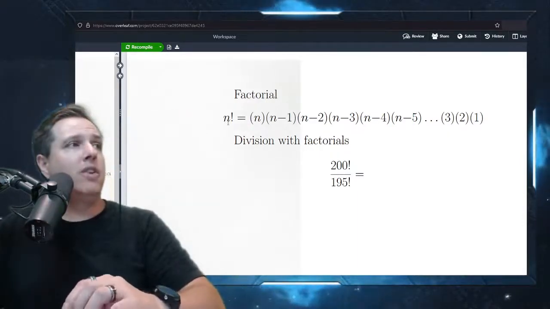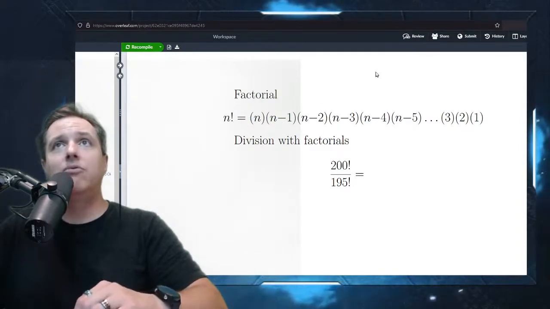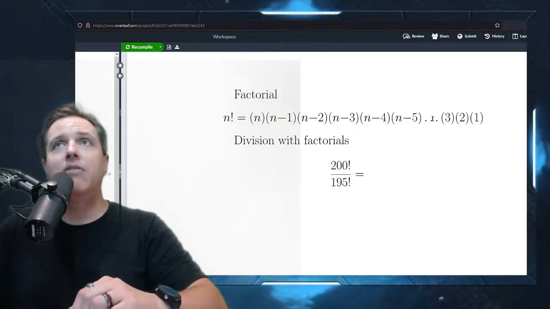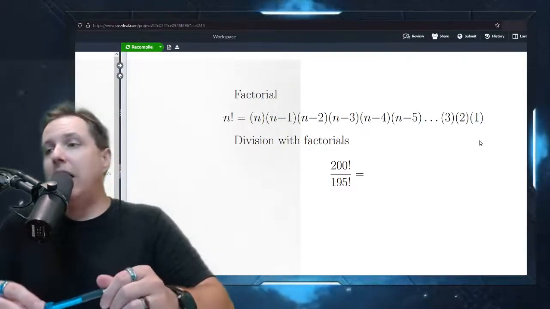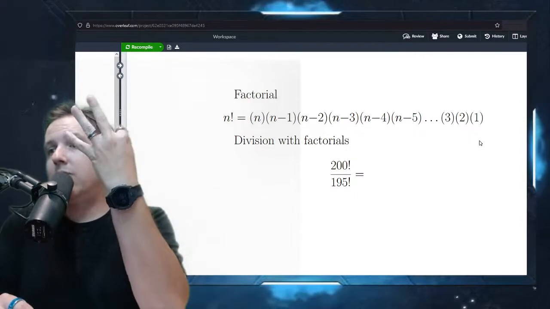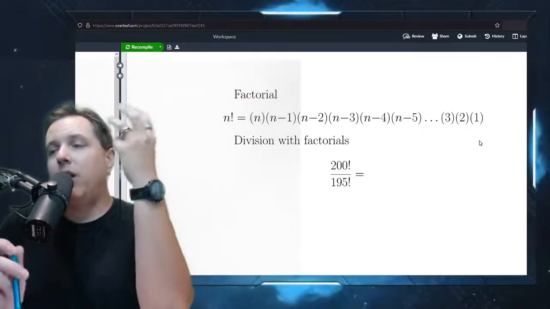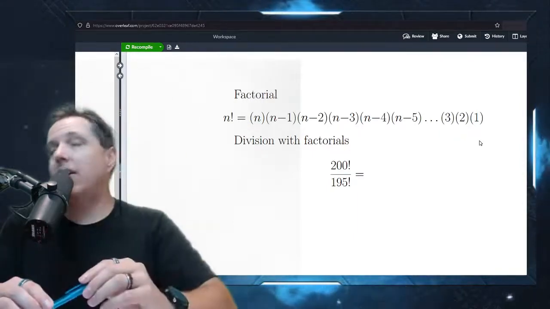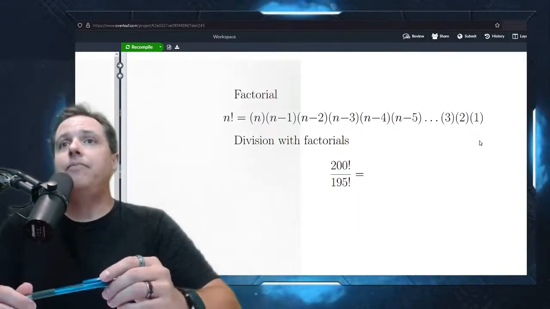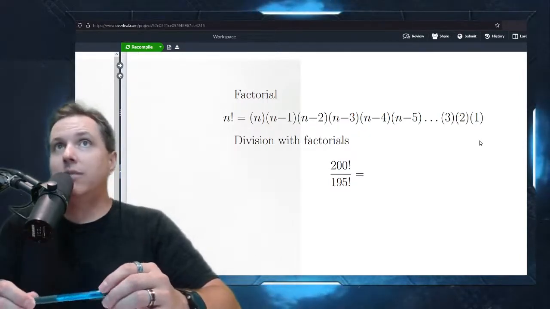So the definition of n factorial is n times n minus 1 times n minus 2 times n minus 3 times n minus 4 times n minus 5, all the way down to 3 times 2 times 1. So for instance, 5 factorial is 5 times 4 times 3 times 2 times 1, and multiplying by the 1 doesn't obviously change it, but it's just part of the pattern, so it's nice to write it in there. 7 factorial is 7 times 6 times 5 times 4 times 3 times 2 times 1.